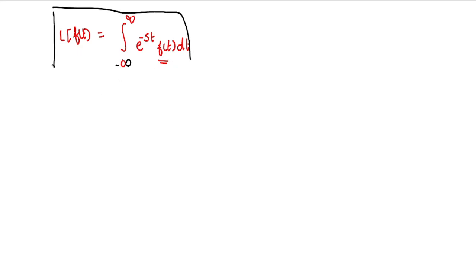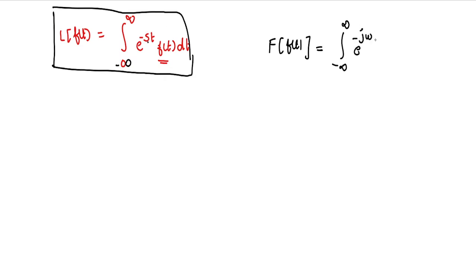So the main difference between the Laplace transform and the Fourier transform: the Fourier transform of f of t is equal to the integral from minus infinity to plus infinity, where s is replaced with j omega, of e power minus j omega t into f of t dt. That is the only difference. If you study the Fourier transform, then the Laplace transform is easy. If you study the Laplace transform, the Fourier transform is easy.